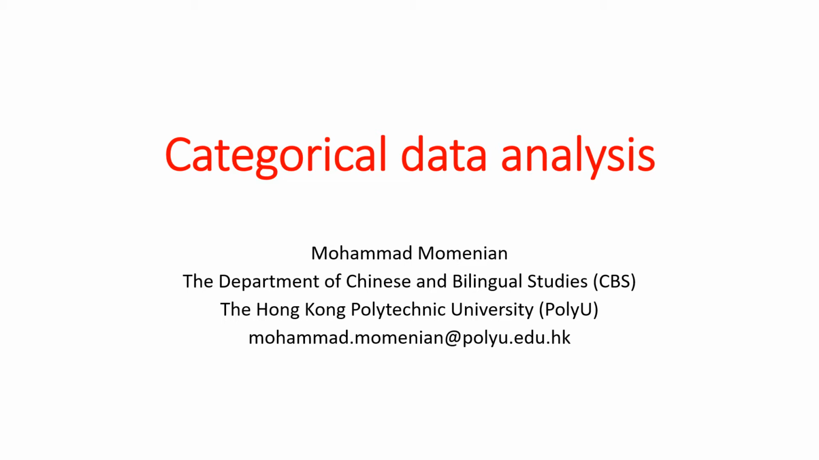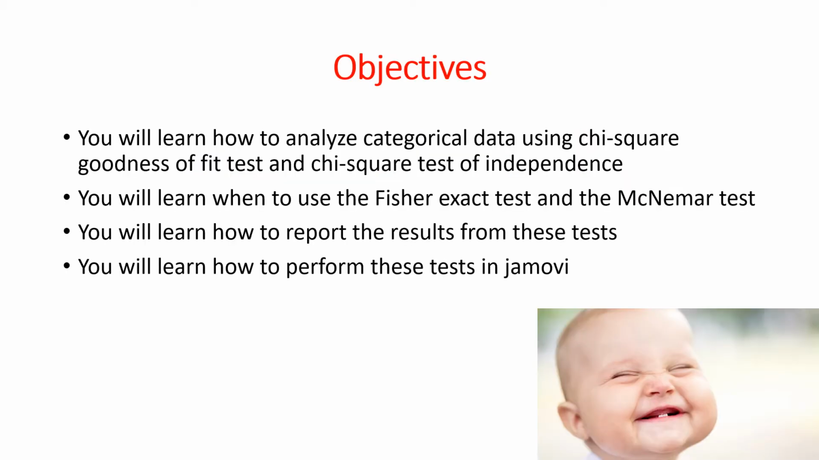So this session we're dealing with different types of non-parametric tests, which enable us to analyze categorical data. So this session we're only focusing on categorical data, not ordinal data. These are the objectives of this session. So you will learn what a chi-square test is.